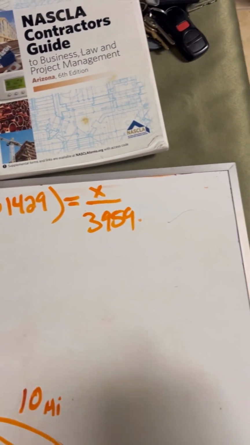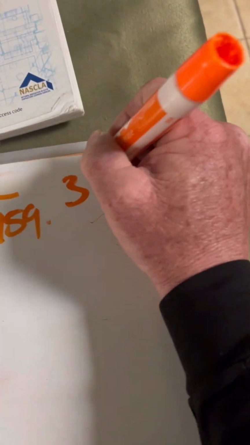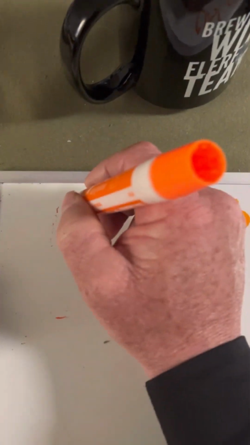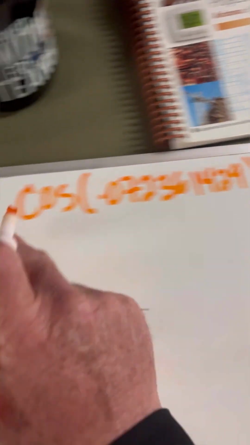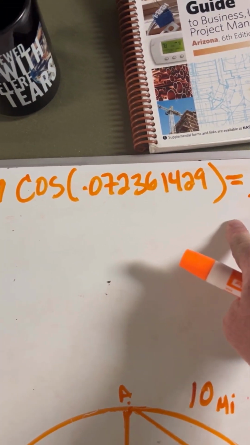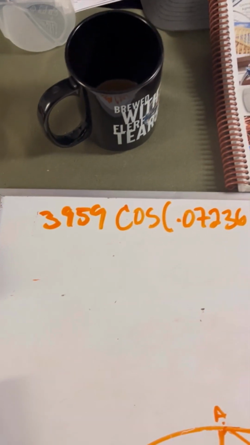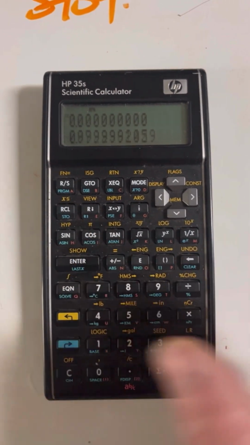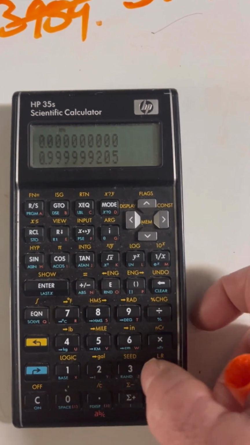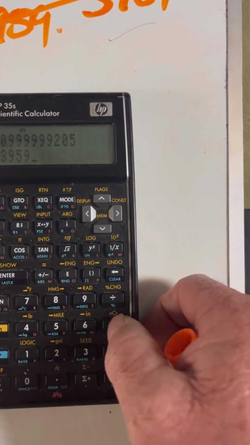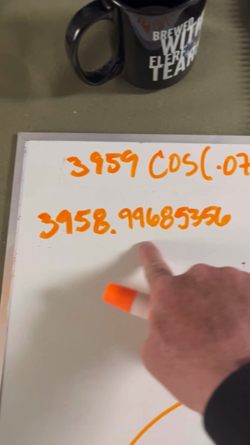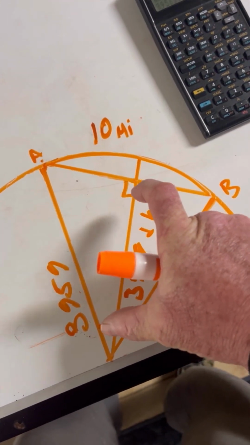So I want to get x by itself, so it's just a little bit of algebra. These two cancel out, x is by itself, and I will multiply both sides. Same thing I did over here, I'm going to do over here. So I'll take this angle, I'll hit the cosine button, multiply by 3959. Okay, so here is half my angle. I'm going to hit the cosine button. And now I'm going to multiply that by 39.59. And we'll write that down.